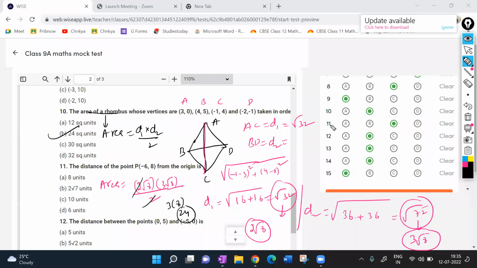Cool. Any doubts? Hello, any doubts, children? Tell me. Guys, any doubts here? No, sir. I just found diagonal 1 and diagonal 2 and just did it.